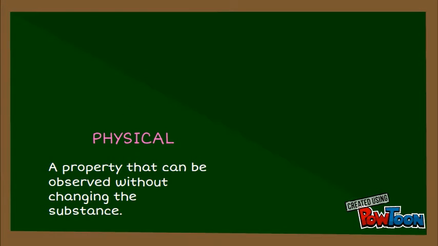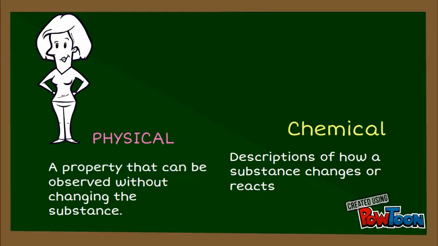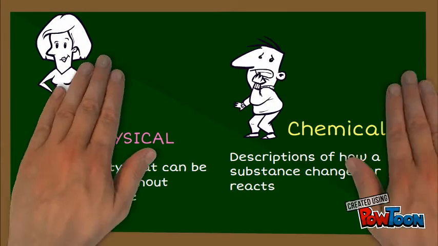The two types of properties that we deal with are physical, a property that can be observed without changing the substance. Think of those like physical attributes, color, size, and so on. And then chemical properties, and these are properties that talk about how the substance reacts or changes. Think about this as like a person and how they act.